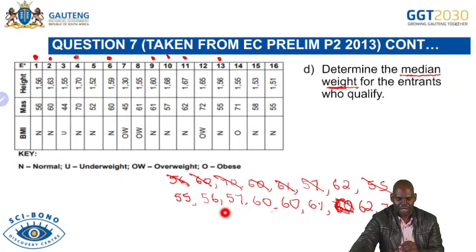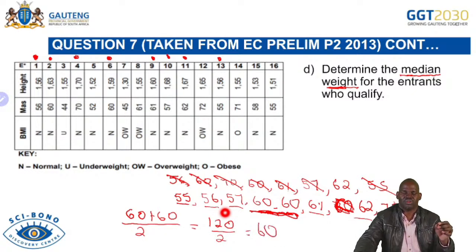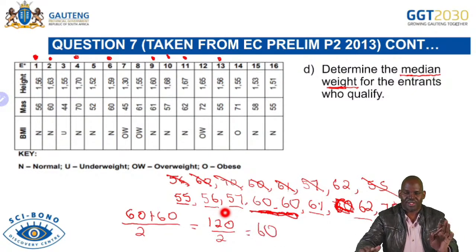Okay, the middlemost, we've got 8 of them. So obviously there's going to be 2 in the middle. So we've got 1, 1, 2, 2, 3, and 3. Then you can see that we are left with two values in the middle. Then we say 60 plus 60, then we divide it by 2, then we get 120 divided by 2, the answer is 60. Okay, the answer is 60.